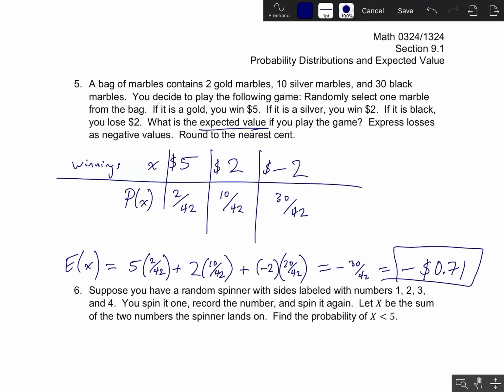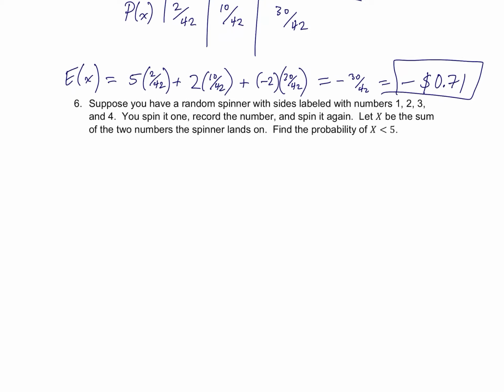Now, obviously, that loss can't happen in any individual game, right? You have to either win $5 or win $2 or lose $2. But all that this is saying is that in terms of the long-term average, you should expect to be down about 71 cents per play of the game. So if you played this 100 times, then you should expect to lose $71 roughly. Okay, so next let's look at problem 6.